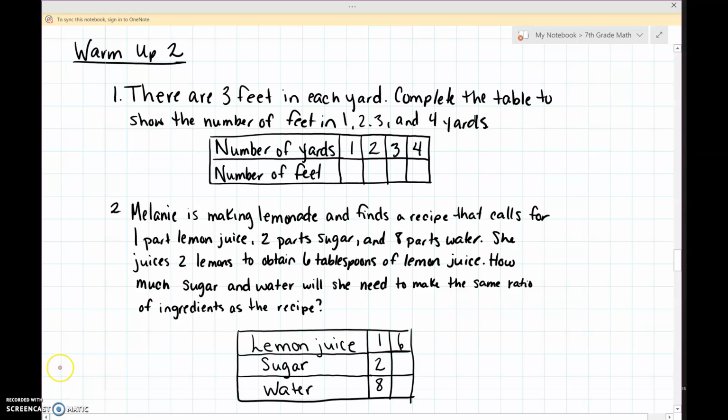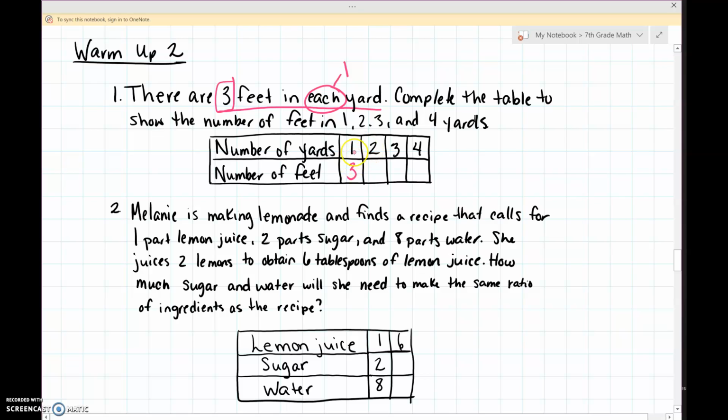All right. Now that you're done, there are 3 feet in each yard. Complete the table to show the number of feet in 1, 2, 3, and 4 yards. So we've got our table, number of yards, 1, 2, 3, 4. I know in my problem right here, it says number of feet in each yard. So each means 1. So for 1 yard, I have 3 feet.